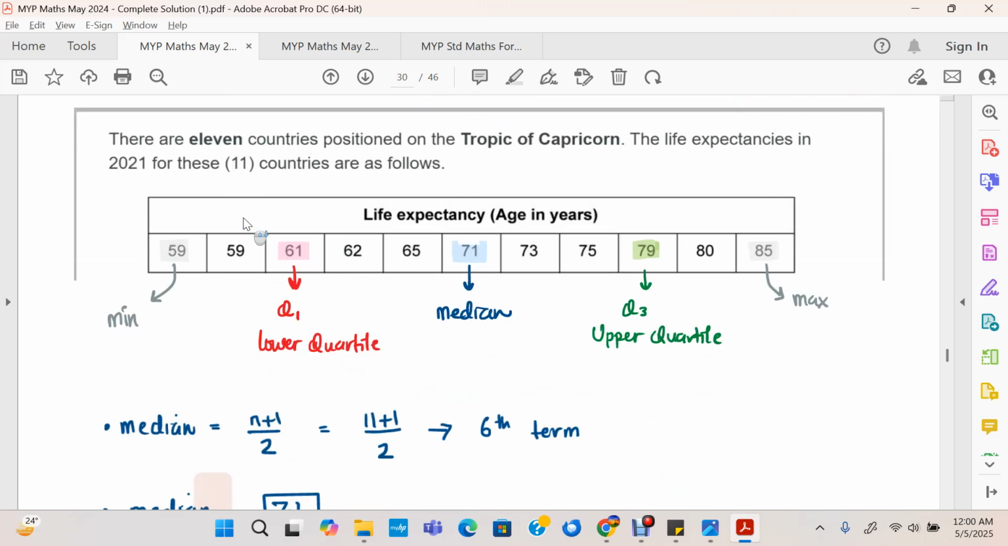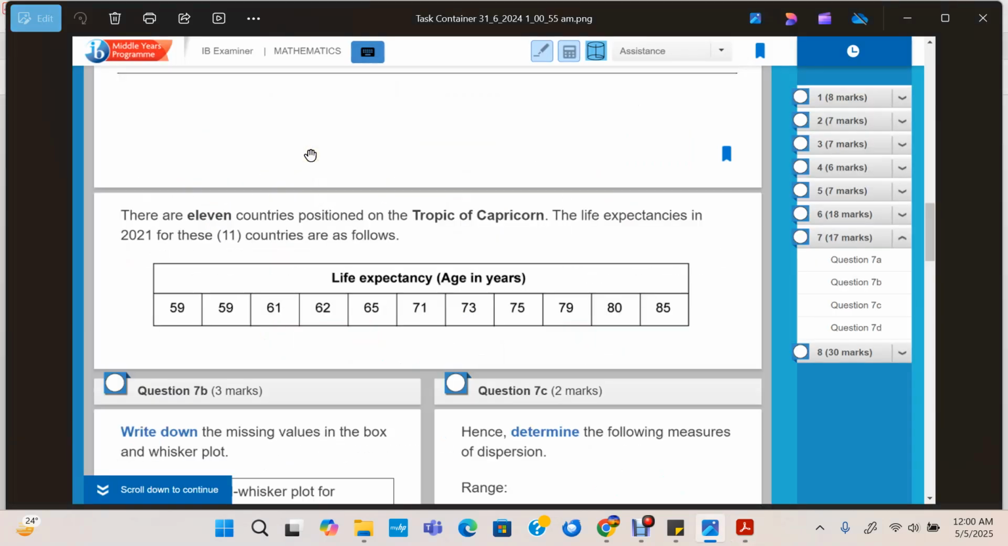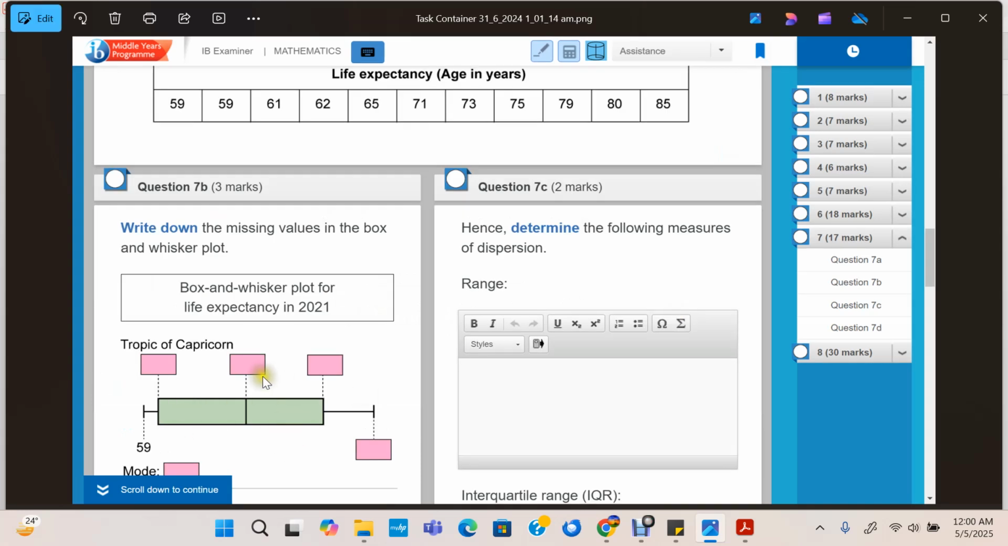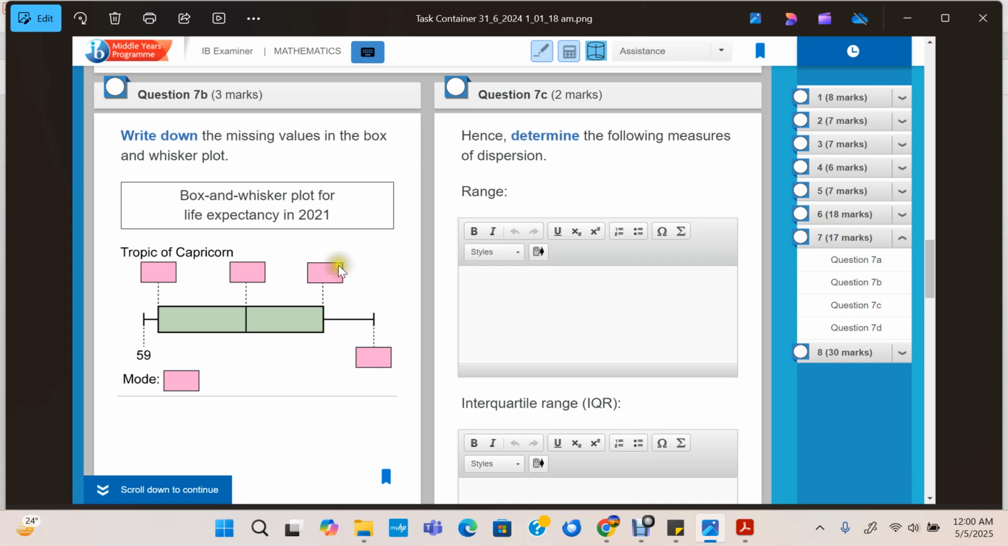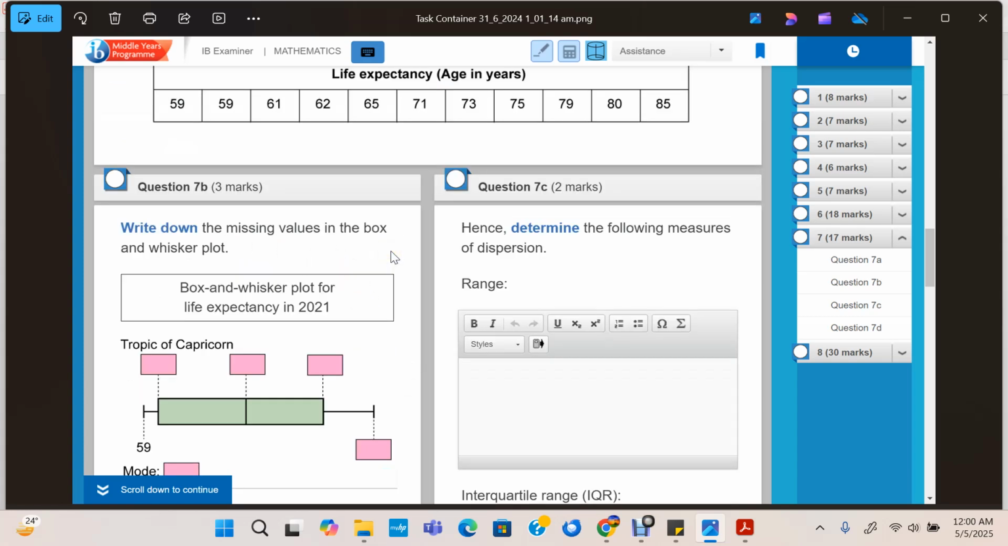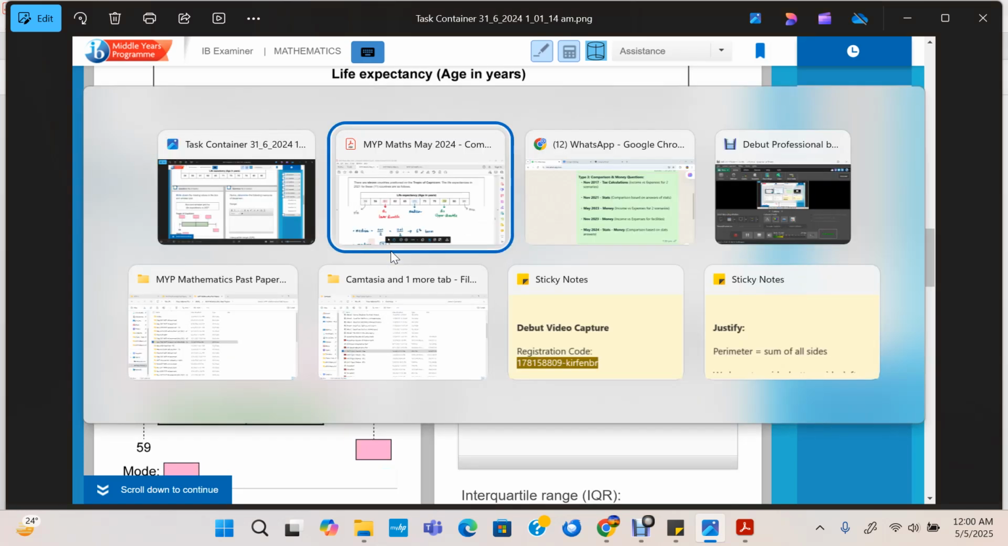so your next question is about the life expectancy for the Tropic of Capricorn, the 11 countries there. Since this is raw data, not in a frequency table, you want to first find the missing values of the box plot: the median, the lower quartile, the upper quartile, the minimum, the maximum, and the mode. So range is maximum minus minimum, interquartile range is upper quartile minus lower quartile. Okay, so we know the definitions of all of them.